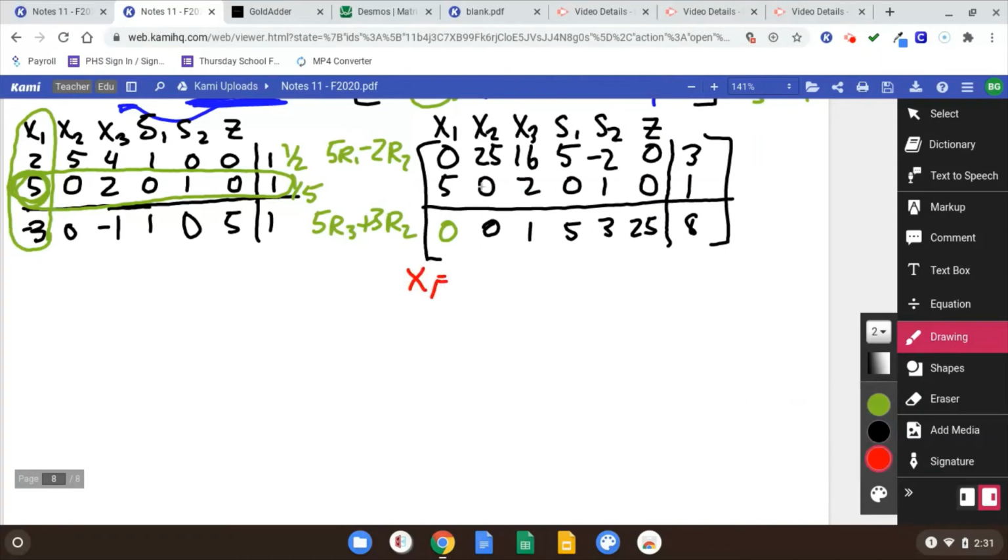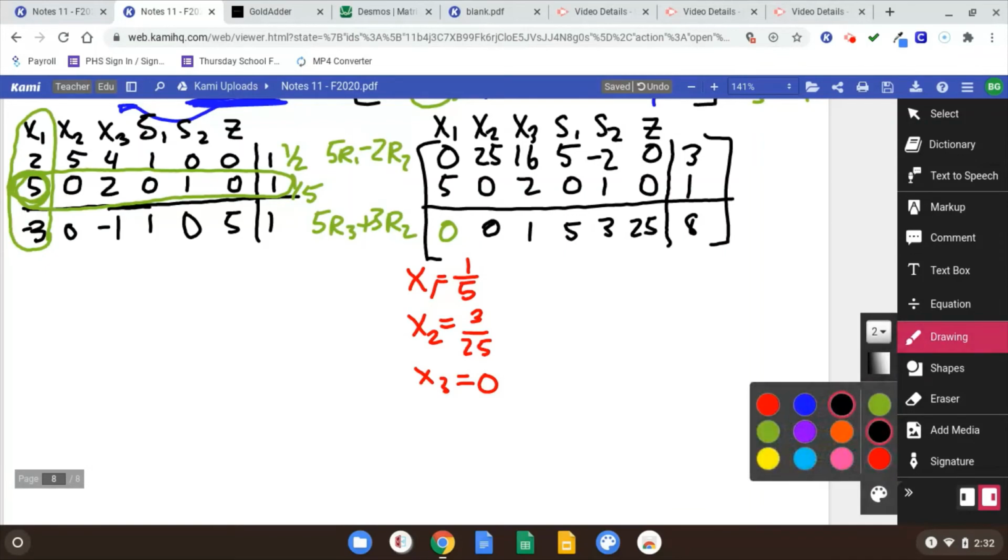X1. You look at this 5, make sure you look at this 1. That's going to be 1 over 5. That's 1/5. X2. This 25, make sure you look at the 3. That's going to be 3 over 25. X3, you've got too many numbers. You don't know which one to look at. That's going to be 0.